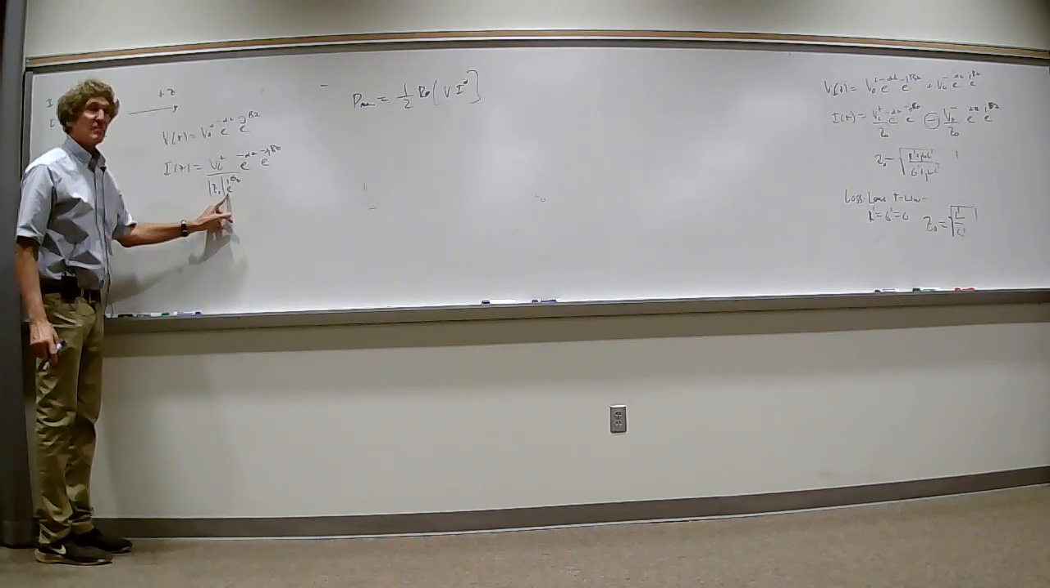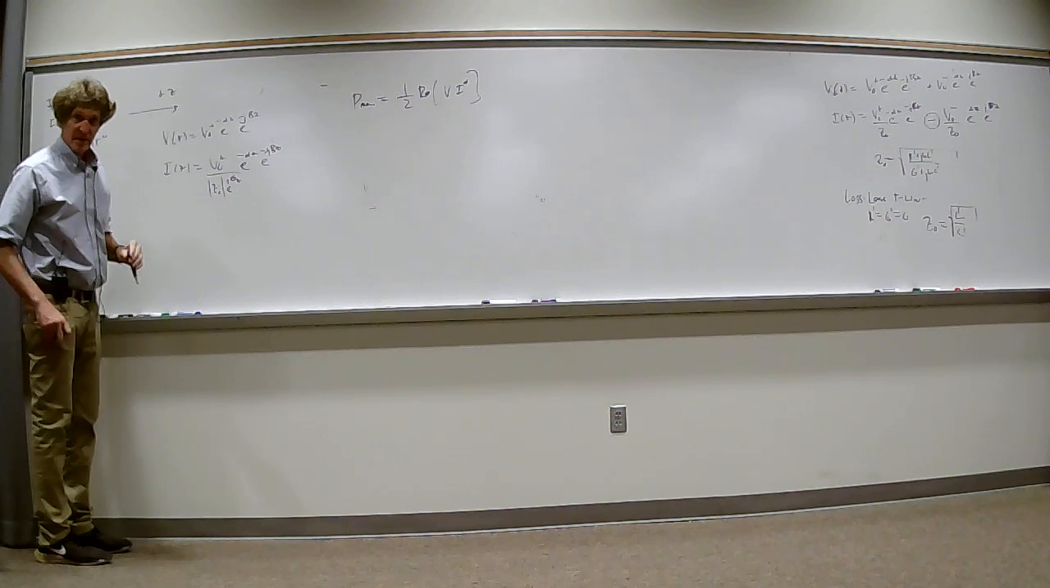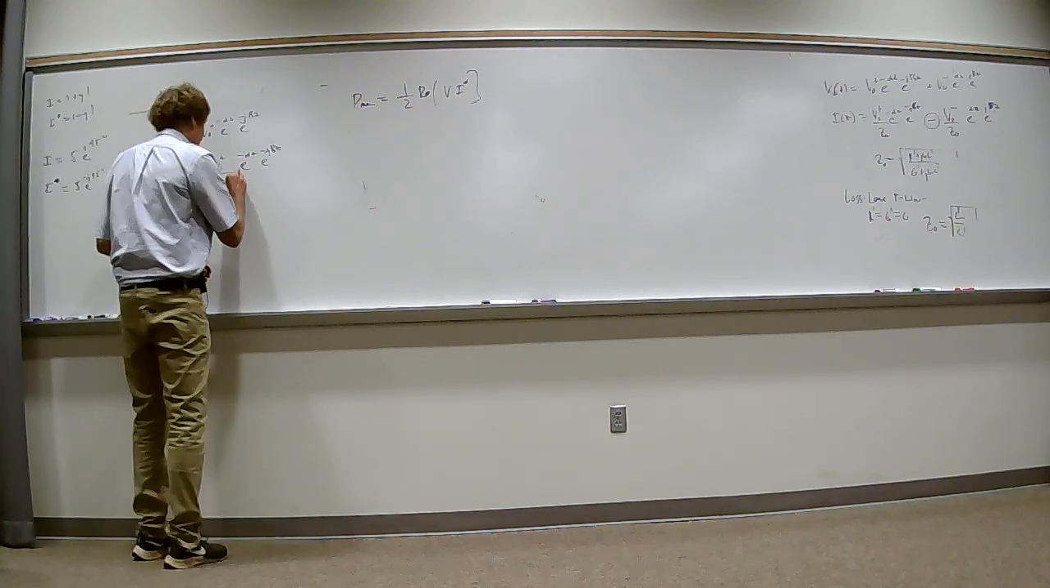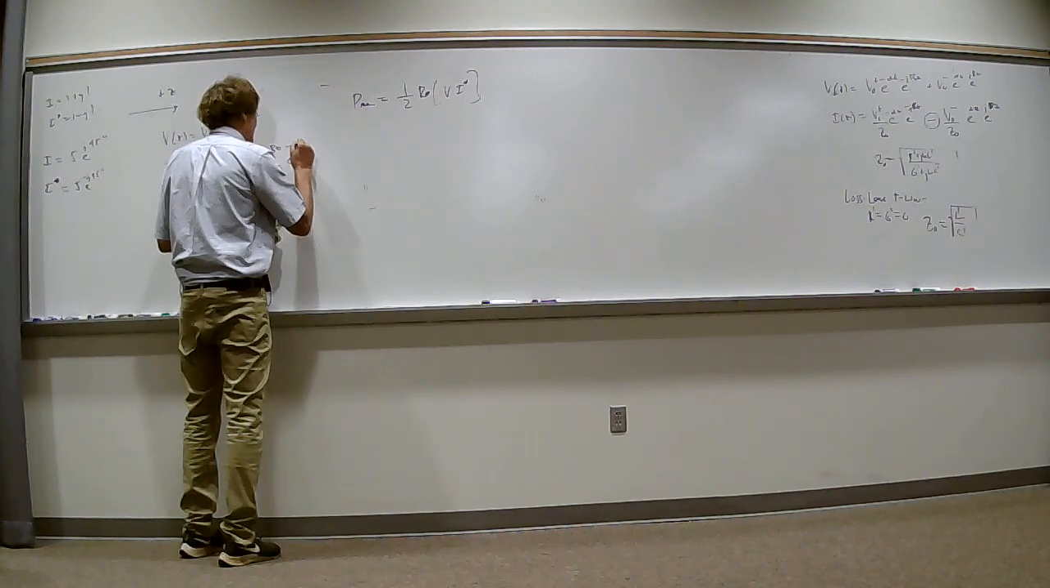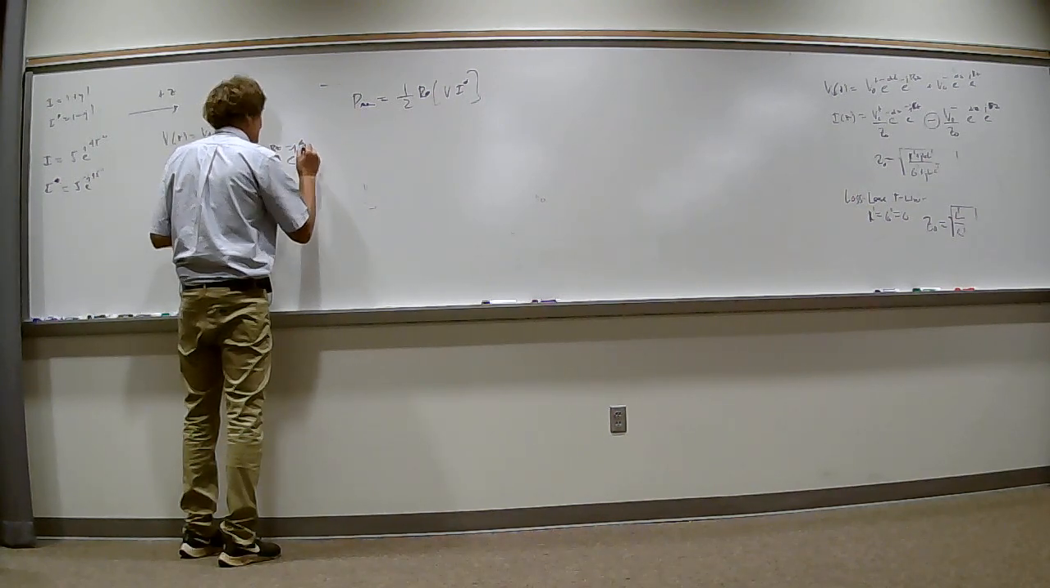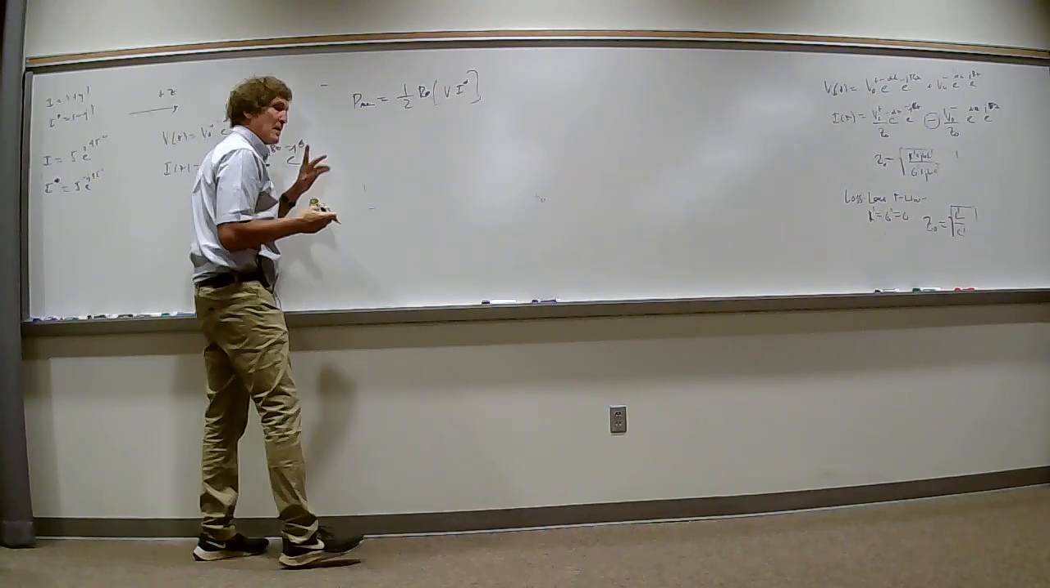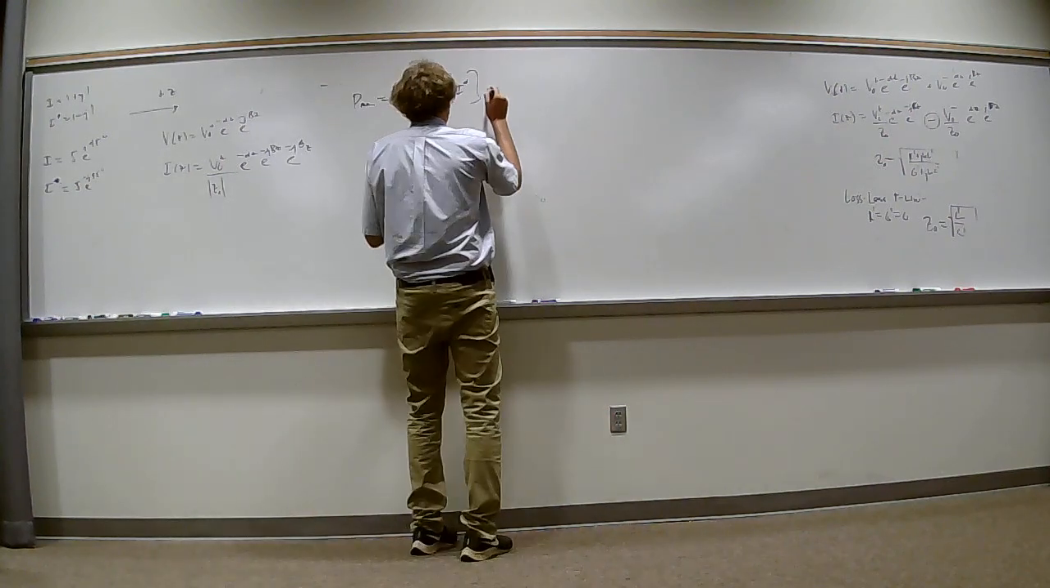Just take that angle and make it minus. You all remember this class. So I'll just go ahead and do it right here. I'll make the angle e to the minus j theta, and this is associated with the impedance.